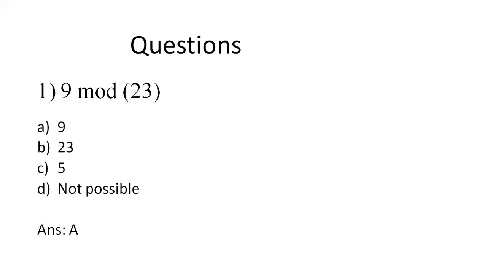Let us review what we have studied through some simple multiple choice questions. 9 mod 23. When 9 is divided by 23, what is the remainder? One thing you should remember is, when the first number is less than the second number, the first number is always the remainder. 9 mod 23 is 9. 8 mod 100 is 8. 6 mod 42 is 6. So the correct answer is A, 9.